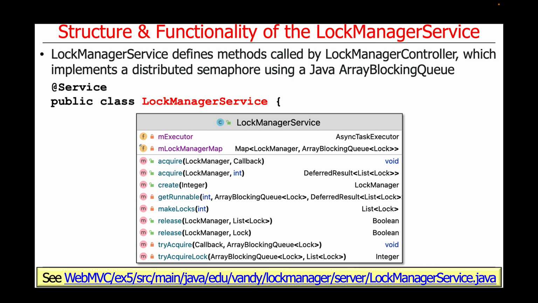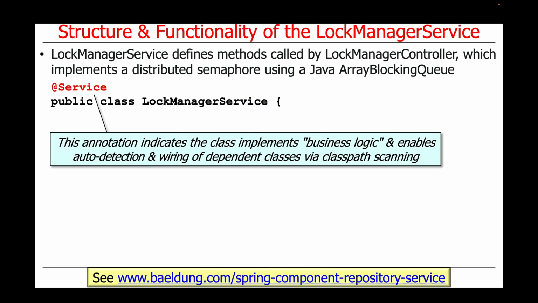The LockManager service defines quite a number of methods, some of which are called back by the LockManager controller. The purpose of LockManager service is to implement a distributed semaphore using Java ArrayBlockingQueue. We'll talk a bit more about what a distributed semaphore is shortly. As you can see, there are many more methods here in the service than there were in the controller, because we have a very sophisticated implementation that's pretty fun to talk about.